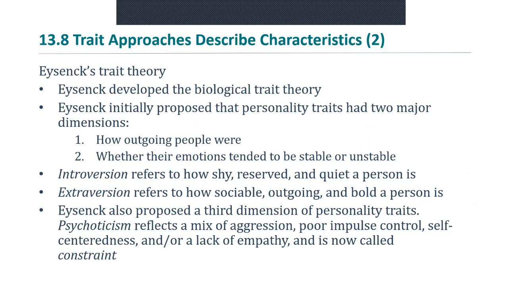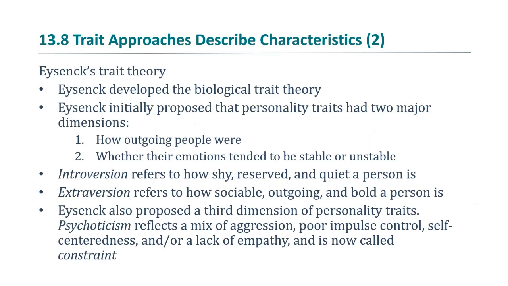Eysenck developed the biological trait theory. He initially proposed that personality traits had two major dimensions. The first one is how outgoing people are, and this is the introversion extroversion dimension. Introversion refers to how shy, reserved, and quiet a person is. Extroversion refers to how sociable, outgoing, and bold a person is. The second dimension was whether their emotions tended to be stable or unstable. We sometimes call this neuroticism now.